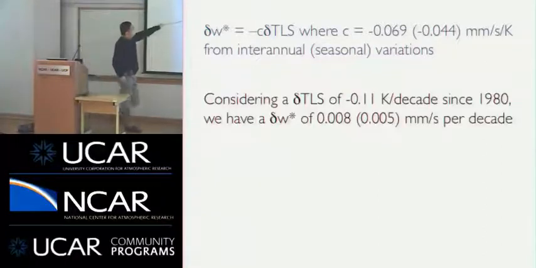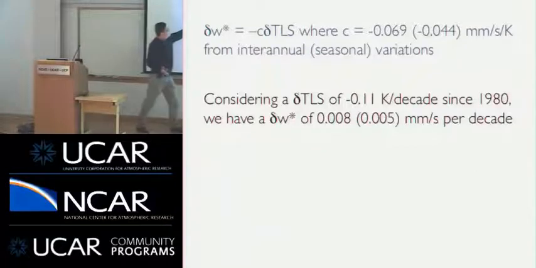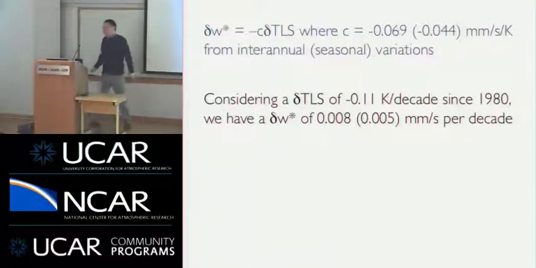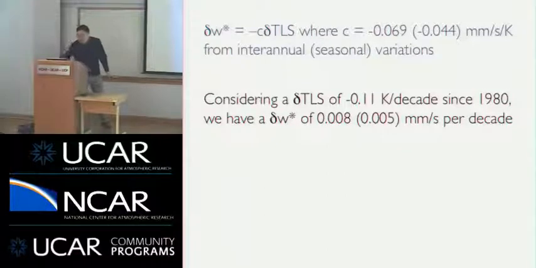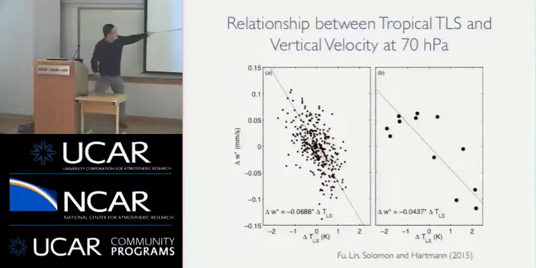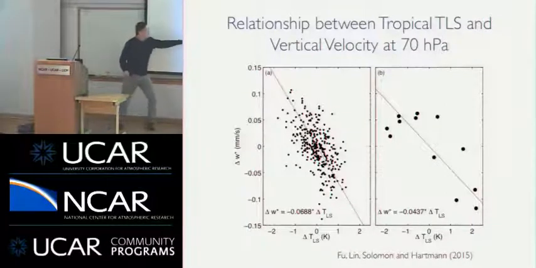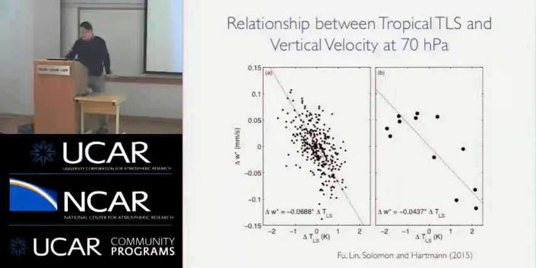So now consider this change, from our analysis, minus 0.11. Then I use these two coefficients, which could be either 0.008 or 0.005 millimeter per second per decade. John, where does the W come from? W is from the reanalysis. For this one it's from the ERA-Interim reanalysis. One is seasonal, one interannual.